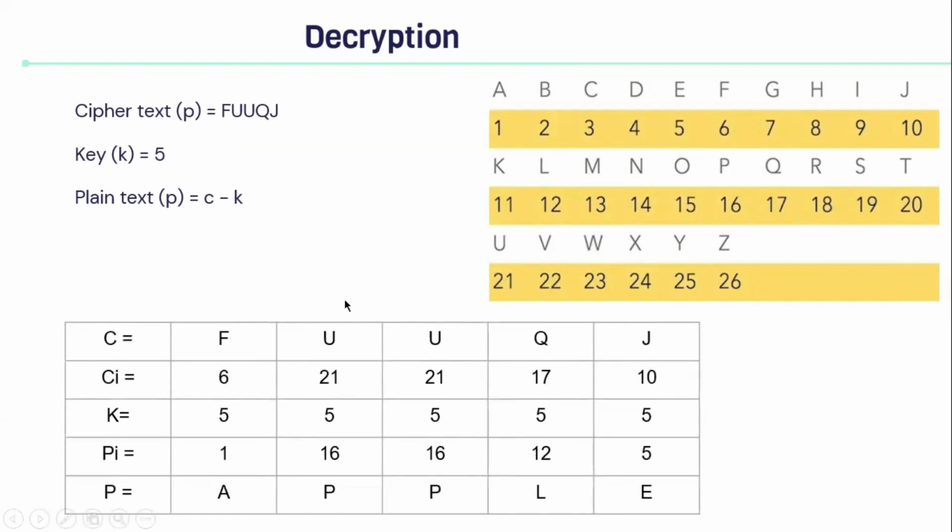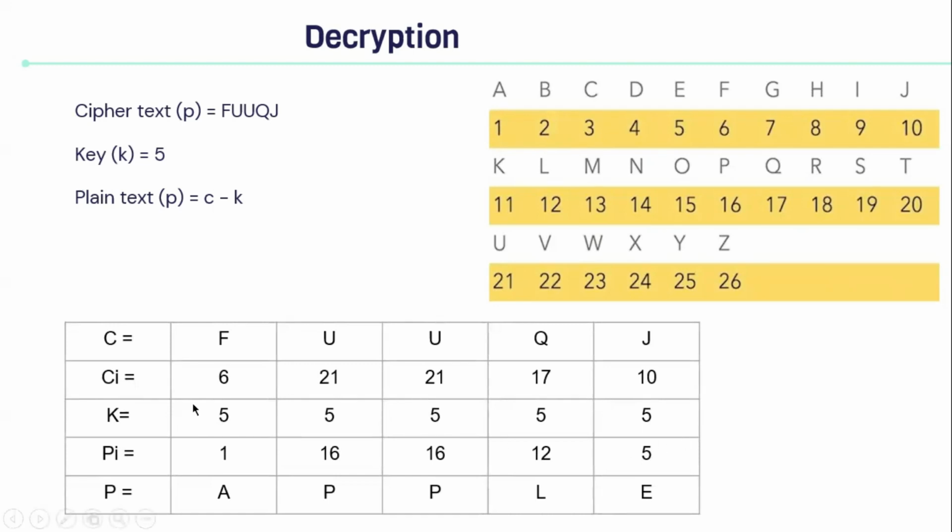Then we need to find the PI, which is the index of the plain text. So it would be CI minus K. For F, the CI index is 6 and the key value is 5, so the PI would be 1. For U, the index value is 21 and the key is 5, so it is 16, and so on.